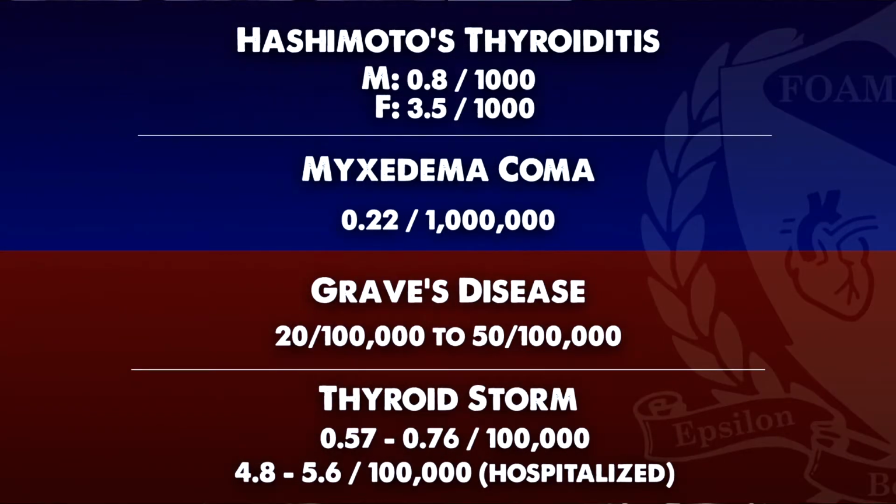Then the hyperthyroidism, right? So I'll put this back up where we showed the incidence. And so Graves' disease, just like Hashimoto's, is the disease that then causes the myxedema coma. Graves is the same thing, where Graves' disease we see at about 20 to 50 per 100,000. And then thyroid storm has an incidence of approximately 5 per 100,000 hospitalized patients actually getting this thyroid storm.